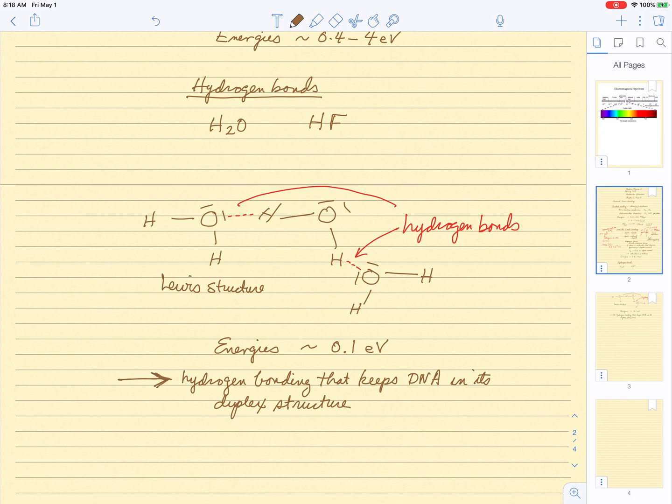during replication of a cell, that hydrogen bonding is unzipped, so to speak, so that each strand of DNA can go to each new cell and replicate itself. So hydrogen bonding is really super important in the solvent of life, water, and in maintaining the information transfer as far as DNA is concerned. So hydrogen bonding really important.